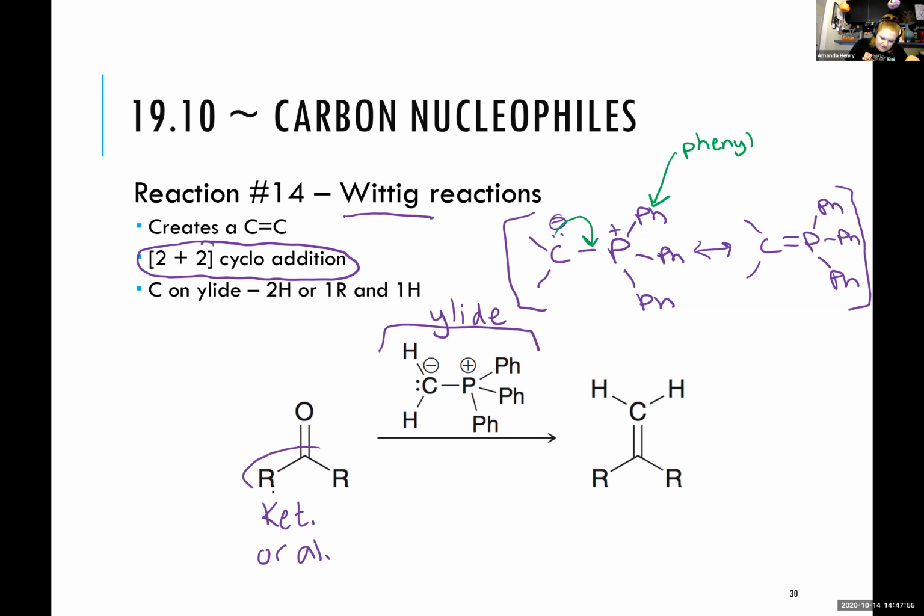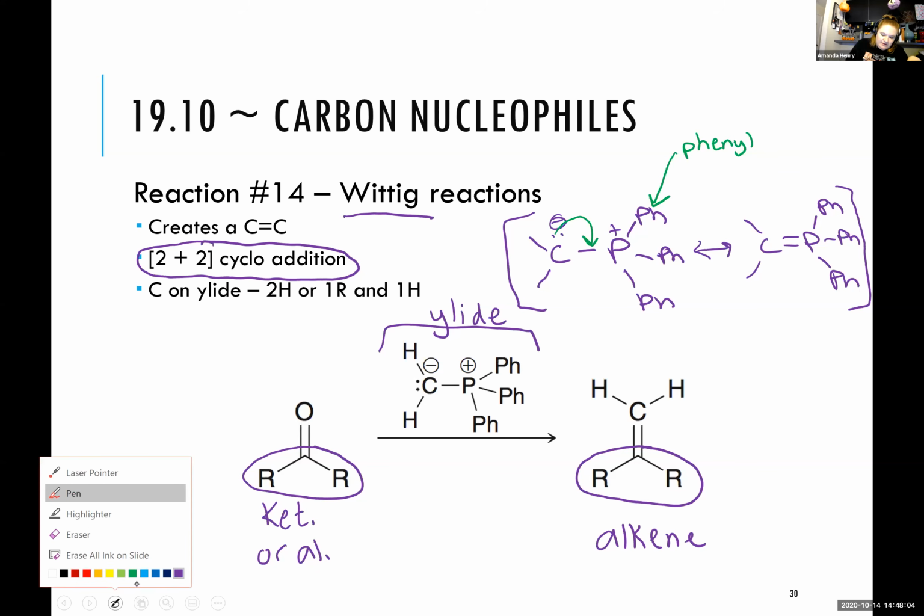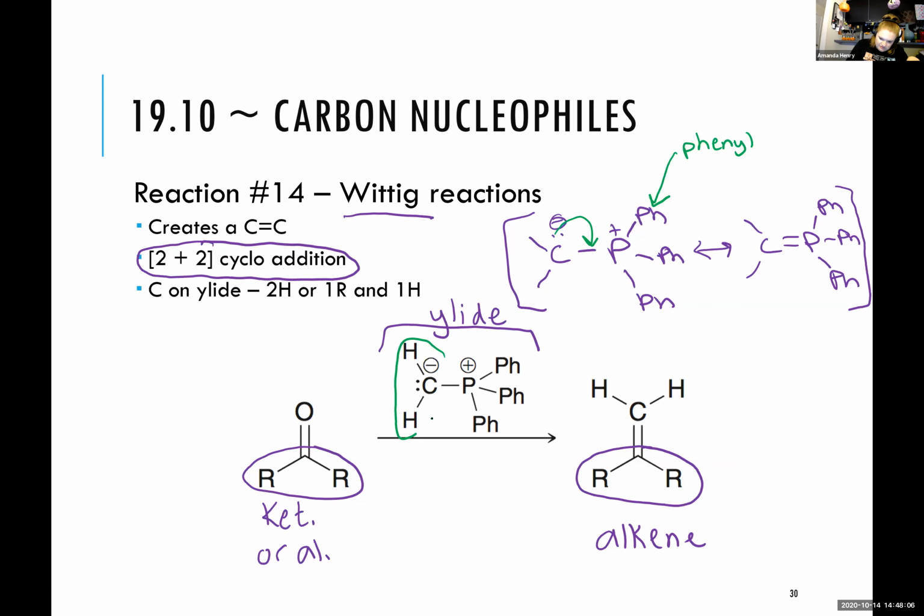The ketone with those 2 R groups is the bottom half of our molecule. We're making an alkene here. And then the ylide is the top half of our molecule. So we're essentially cutting off the oxygen of our ketone. We're cutting off the phosphorus of that ylide, and we are Frankensteining together those 2 pi bonds to make something new.